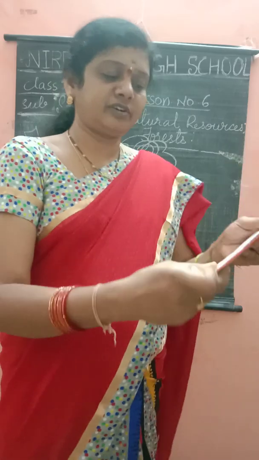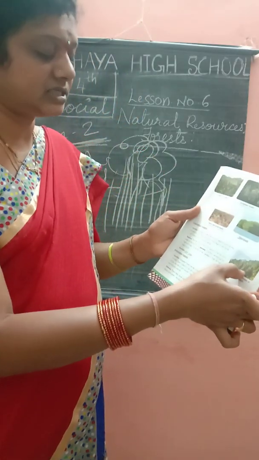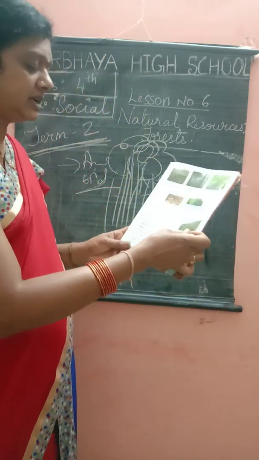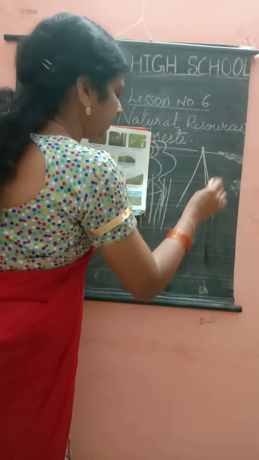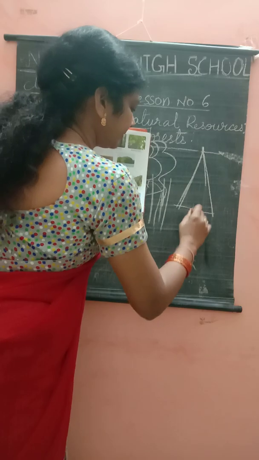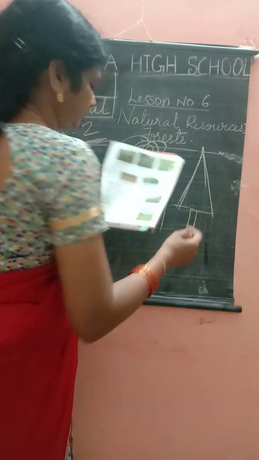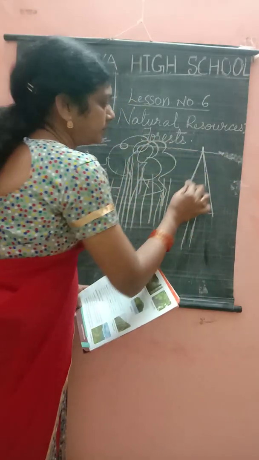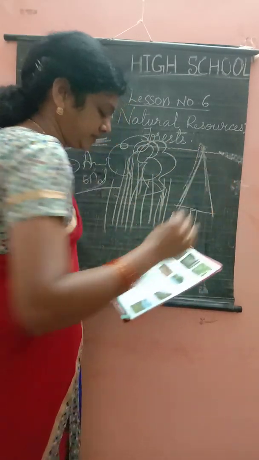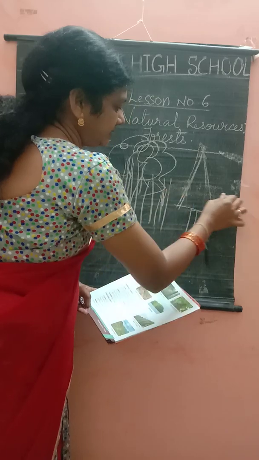See here, children, the forest which we find in the Himalayas, the coniferous forests, they are very tall. They are pointed like this, the tree will be there. It is narrow at the top. It is narrow at the top. Yes, and it will be wide at the bottom.